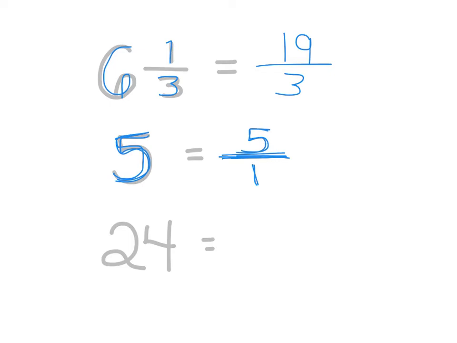So down at the bottom we have 24 wholes, and if we want to quickly write that as an improper fraction, we can just put it over 1. 24 is the same as 24 over 1, or 24 wholes.